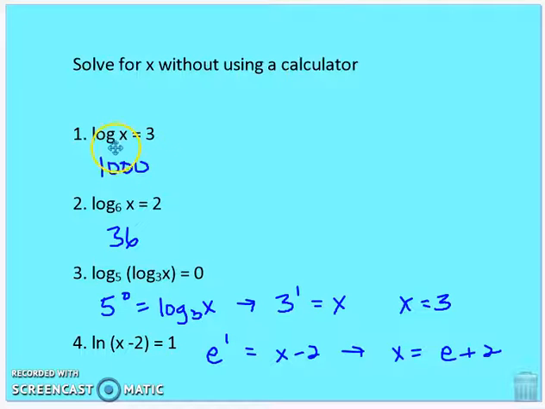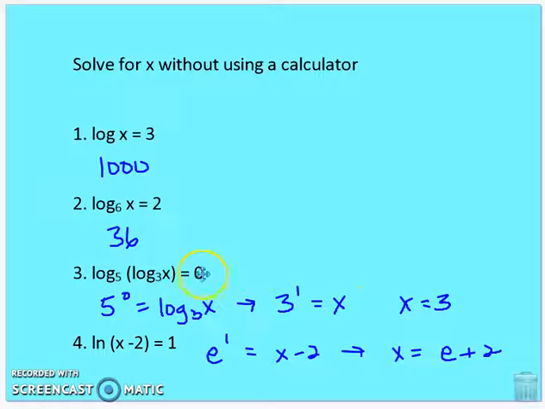Right, and the first one is just 10 to the power of 3 is equal to 1,000. Second, 6 to the power of 2 is equal to 36. Third one and fourth one are getting a little bit more tricky. 5 to the power of 0 is equal to log base 3 of x. 5 to the power of 0 is equal to 1. So then rewritten in exponential form, 3 to the power of 1 is equal to x.